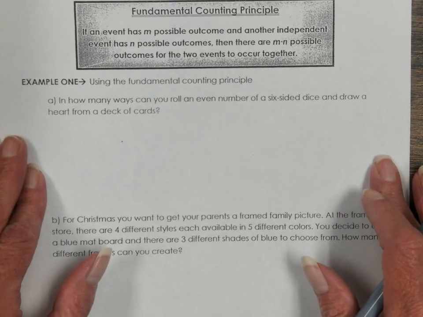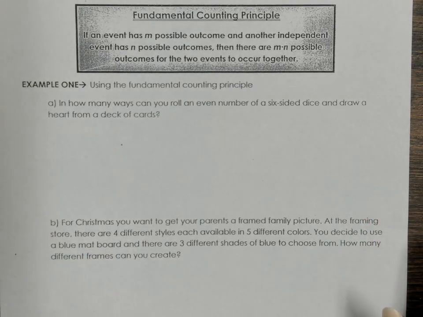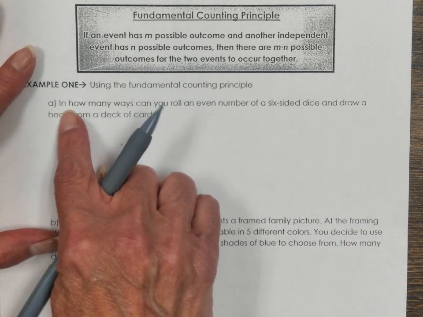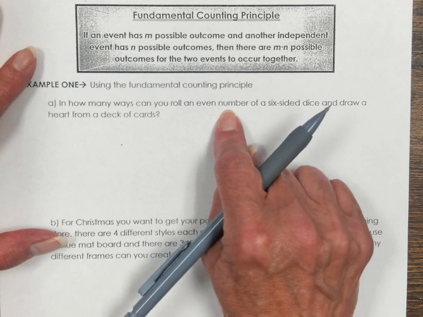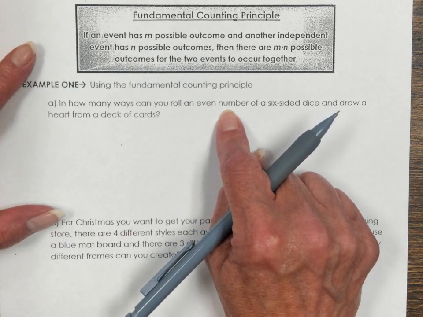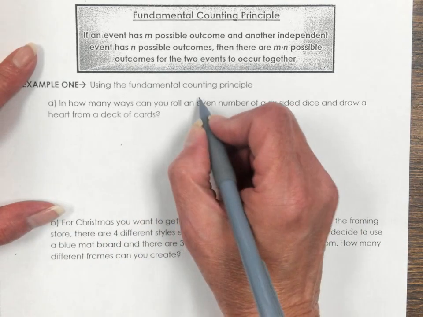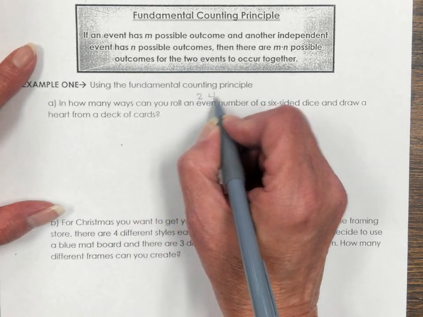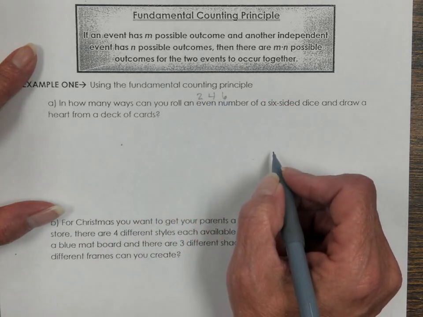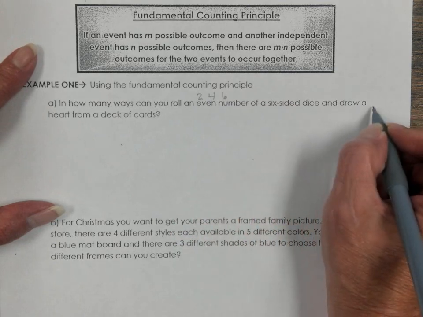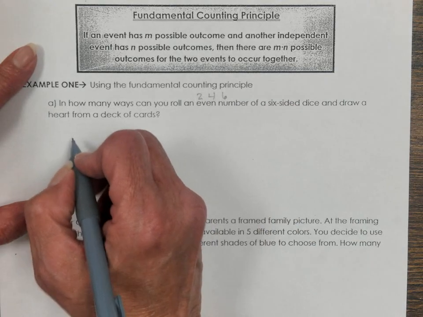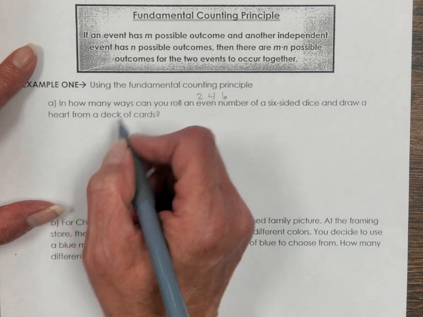So let's look at that again using that fundamental counting principle. How many ways can you roll an even number on a 6-sided dice? Even numbers 2, 4, and 6, and draw a heart from a deck of cards.